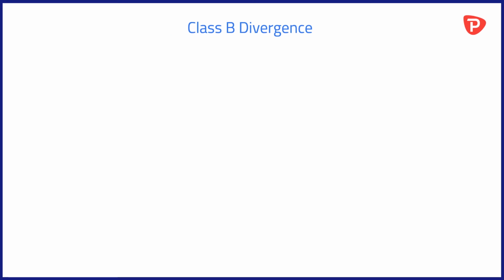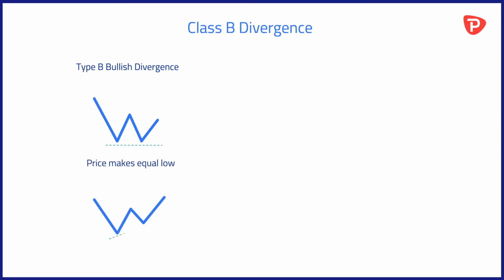The second type of divergence is Class B divergence, as we can see here on the screen. Class B bullish divergence occurs when price makes an equal trough, and the indicator makes a higher low. In a healthy market trend, the indicator would have also made an equal trough at the same time price did.